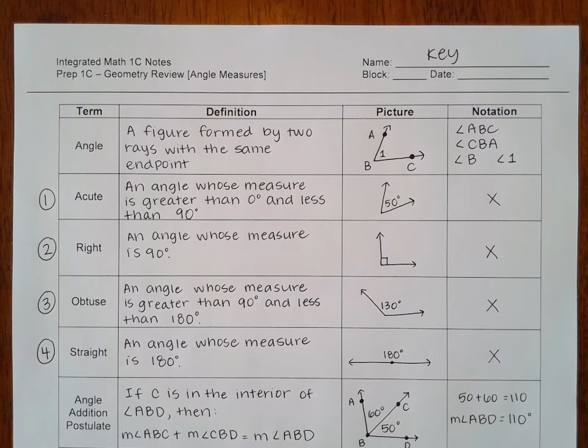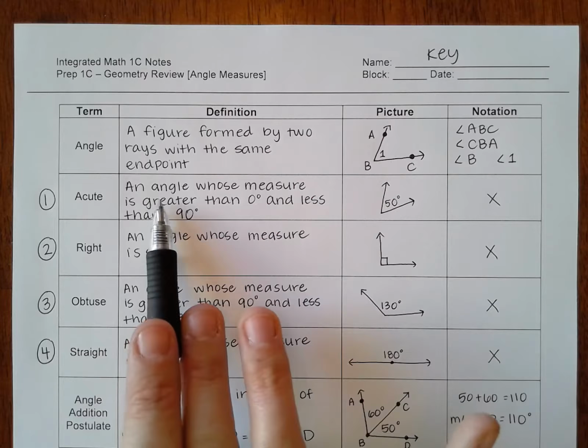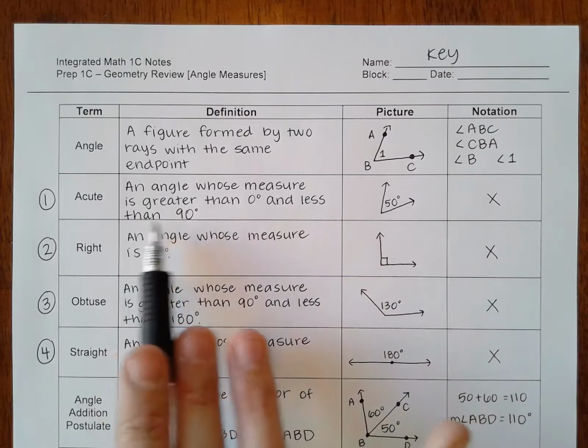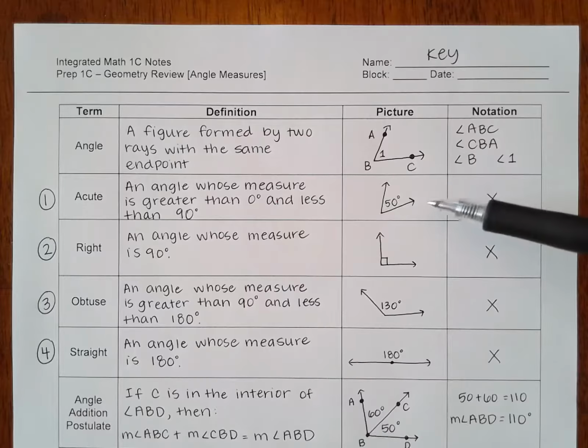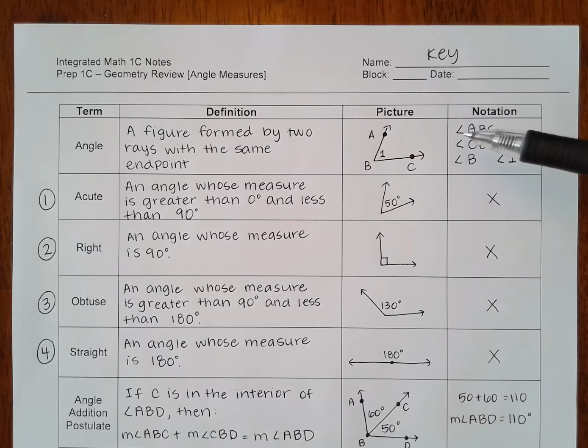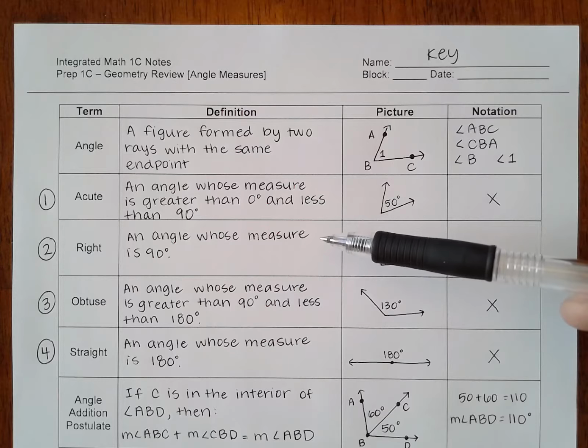An acute angle is defined as being an angle whose measure is greater than 0, because if it was 0, it wouldn't be an angle, and less than 90 degrees. I drew a picture here where I tried to make the angle look like it was less than 90 degrees, and I wrote the number 50 in there. You don't have to worry about notation for any of these because there's no notation for acute, right, obtuse, or straight angles. A right angle is an angle whose measure is 90 degrees.